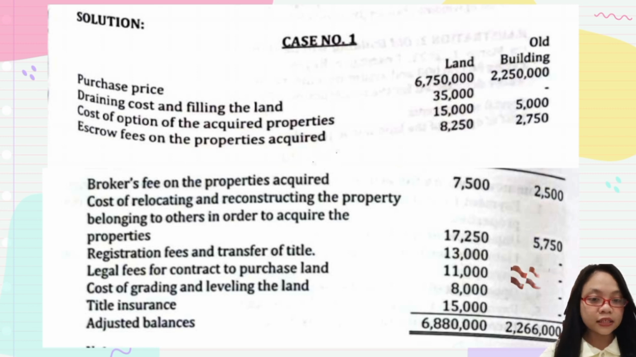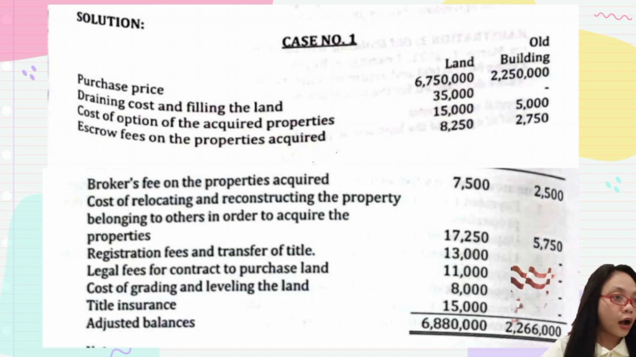So next na cost na atong i-consider is the draining cost and filling the land. Ang kaning cost is directly related sa pag-prepare nato in acquiring the land and it is capitalized as part of the cost of the land only. So ang cost is 35,000 pesos.